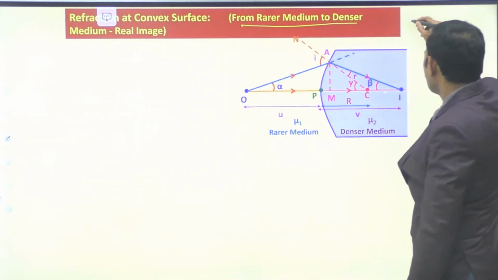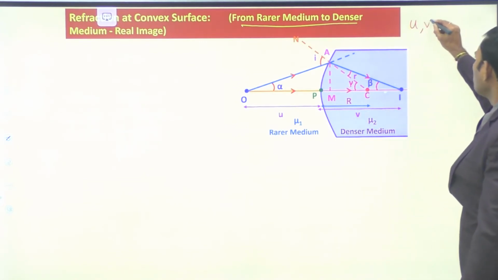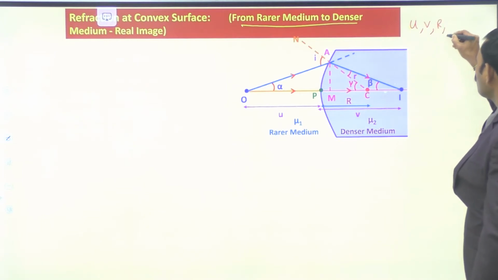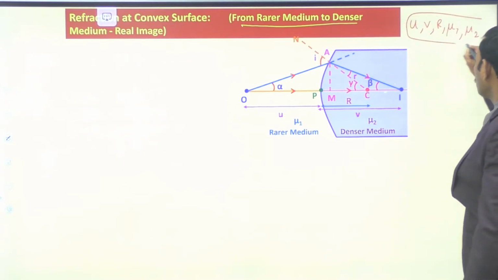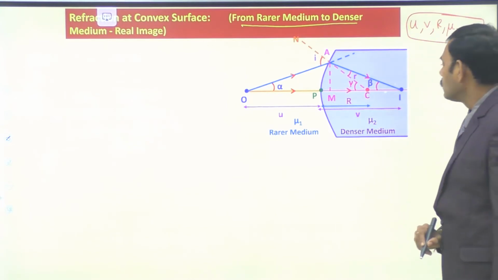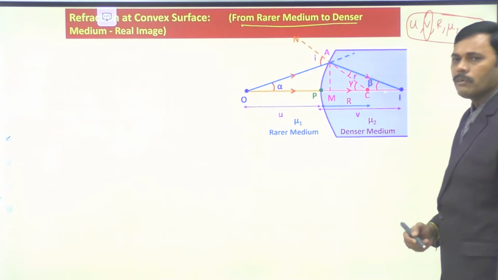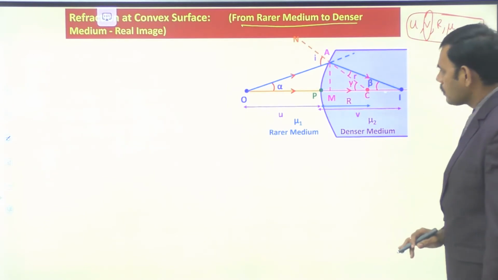Here we would like to know the relation between u, object distance, v, image distance, R, radius of curvature, mu1, refractive index of the rarer medium, and mu2, refractive index of the denser medium. We would like to derive the relation among these five quantities, from which there is a possibility of finding the image position v. We know about the image by having a relation among these physical quantities.